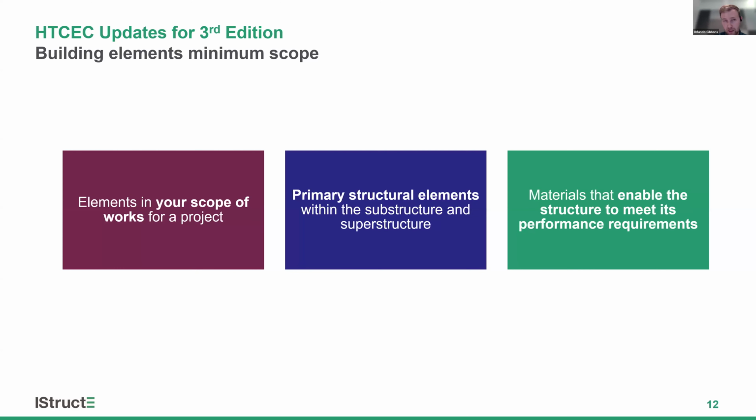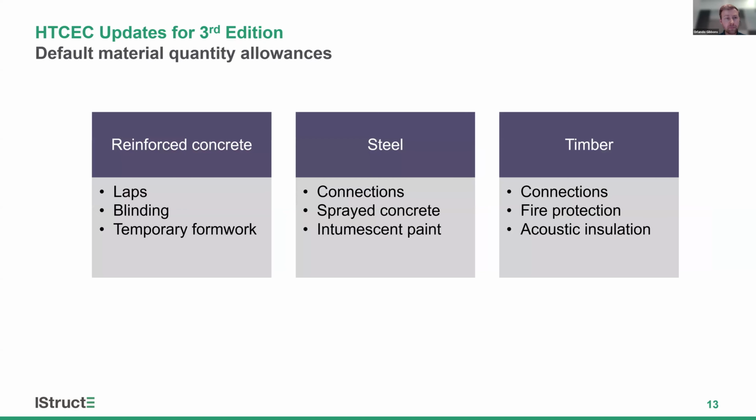Just to emphasize the minimum scope that we're recommending for building elements. So you should be calculating any elements in your scope of works. Also, and this is the maximum of these three things, the primary structural elements within your structure, but also the materials that enable your structure to meet its performance requirements. So fire protection, vibration dampening and blinding, for example.